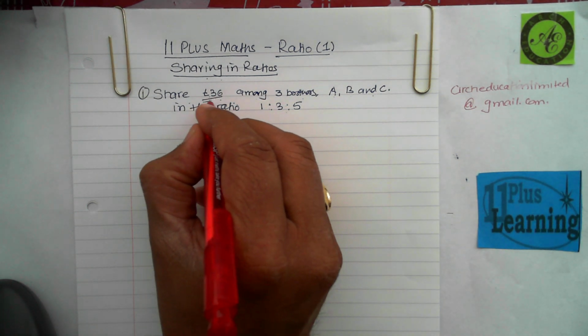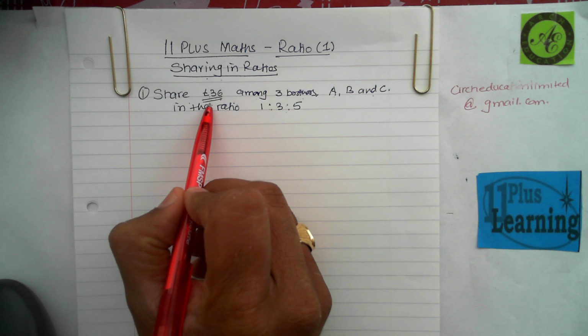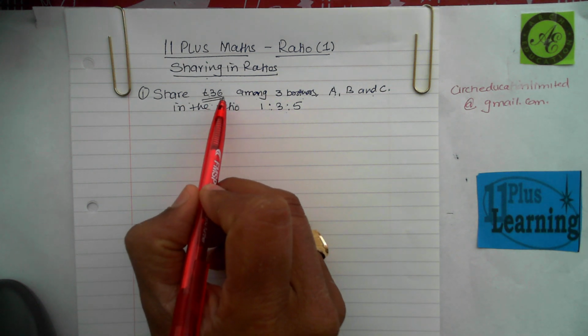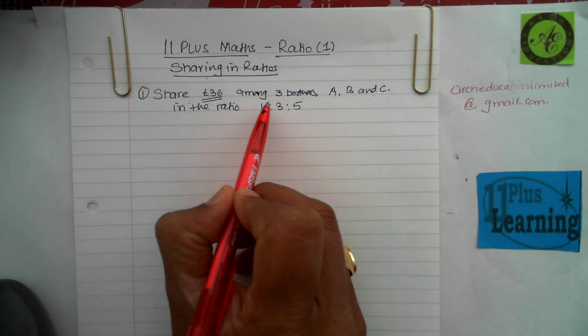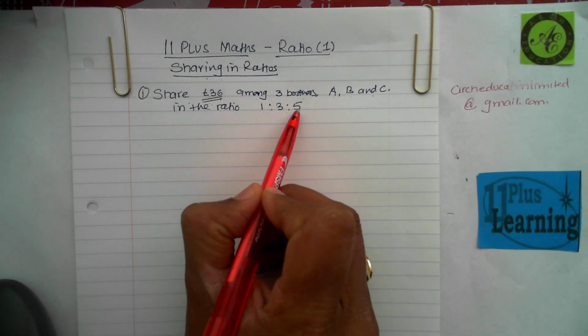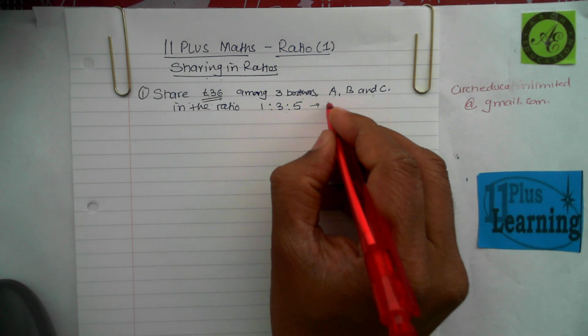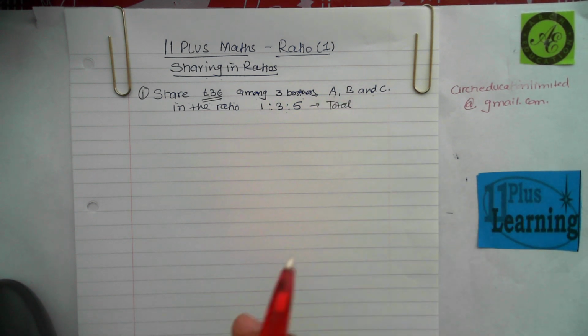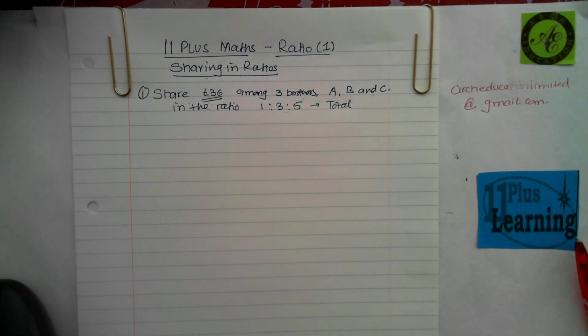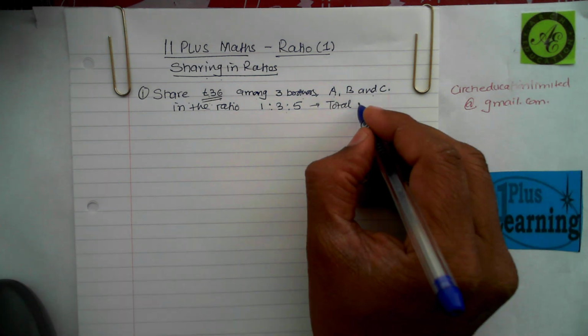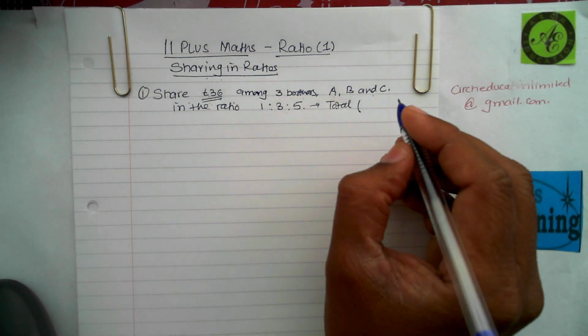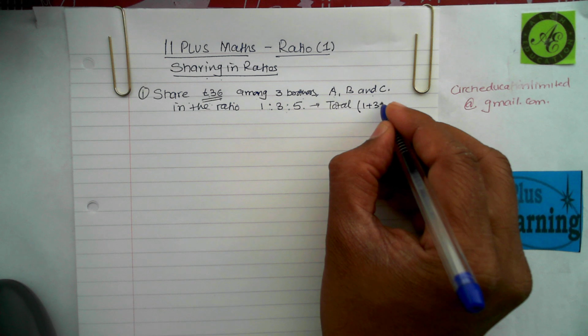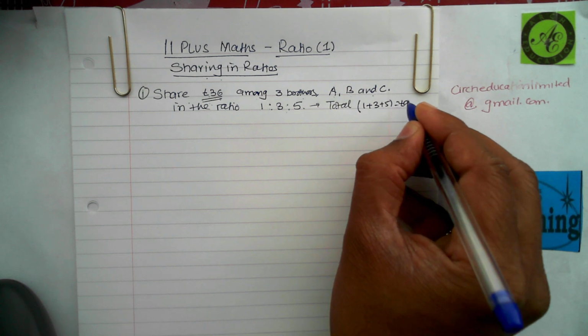You're going to first identify what the given amount, 36, represents in the ratio. Does it represent A? Does it represent B? Does it represent C? Or does it represent the total of all of them? In this case, it is the total. So what do we need to do, guys? First of all, find that total, which is 1 add 3 add 5, £9.